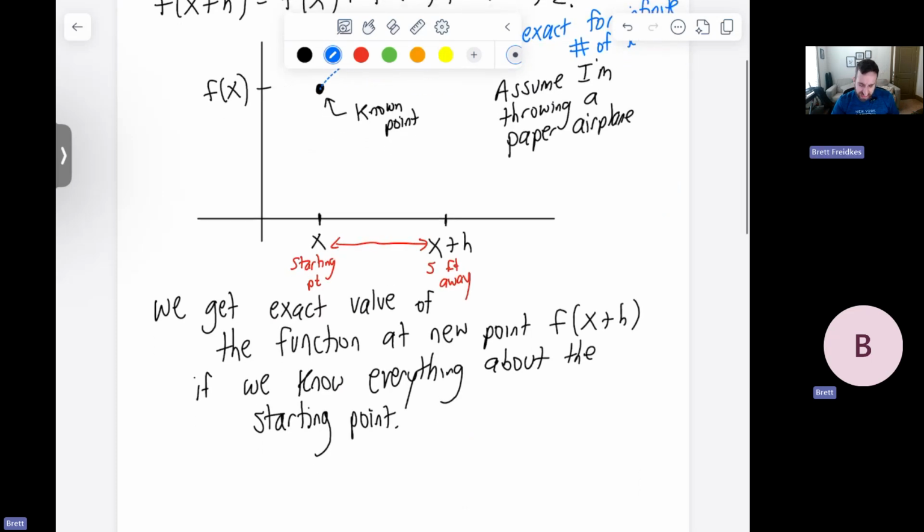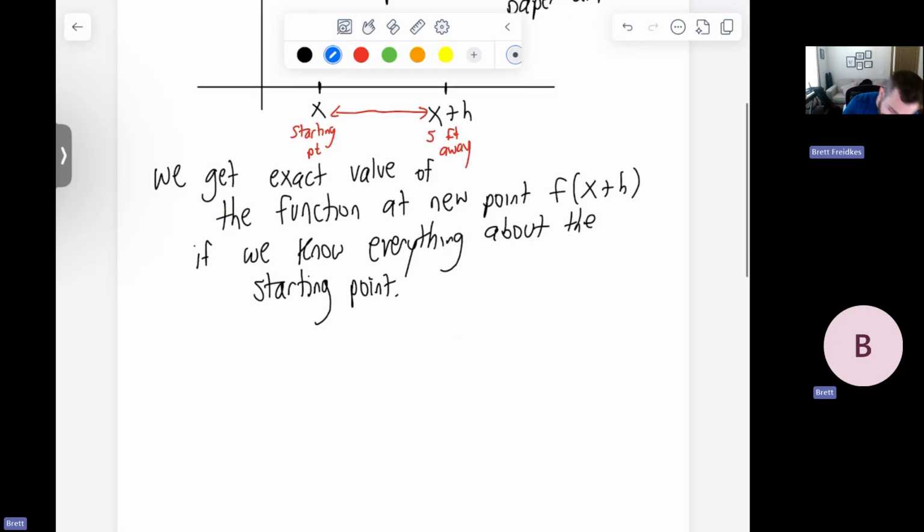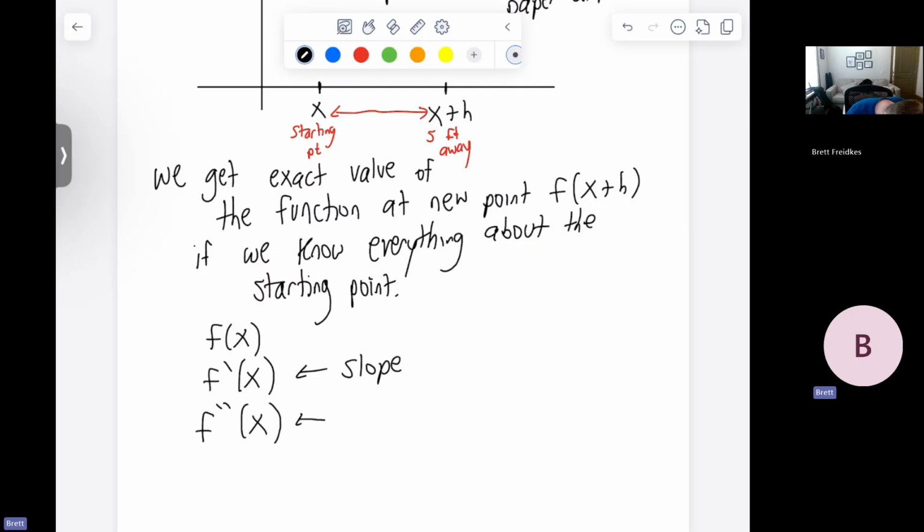So what I'm interested in is knowing everything about that starting point, which means I need to know what the function value is at that starting point. I need to know the first derivative. This is the same as the slope. At that point, the trajectory, that initial slope of the tangent line at that point, the concavity, at that point, and then several other things.